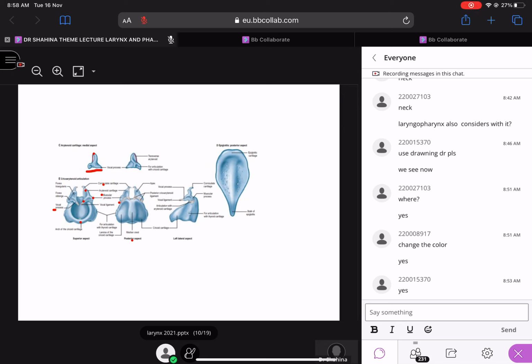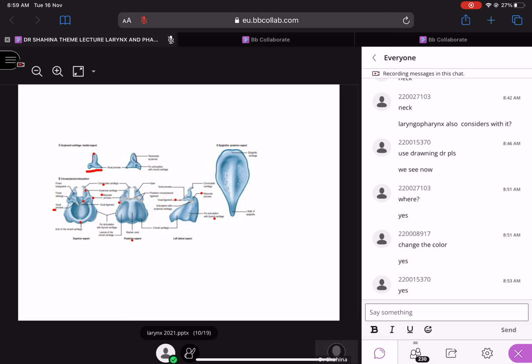So now this is the posterior surface, this is the anterior, and here you can see this is the lateral view. In the lateral view, this is the vocal process, this is the muscular process, and this is for the articulation with the thyroid cartilage. So this is clear to you.